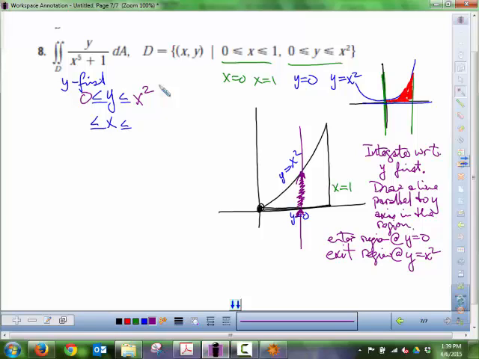So when you identify where you enter the region and where you exit the region, with functions, those two functions will be your lower and your upper limits for your y. Yes? So if they actually integrate in terms of the other variable first, then when we integrate in terms of y, we would have to plug in an x squared again. No, okay.